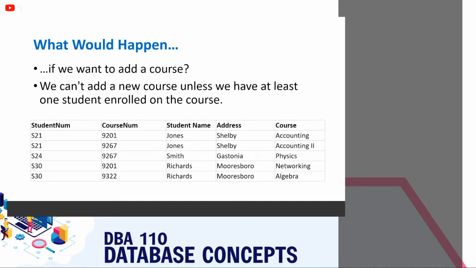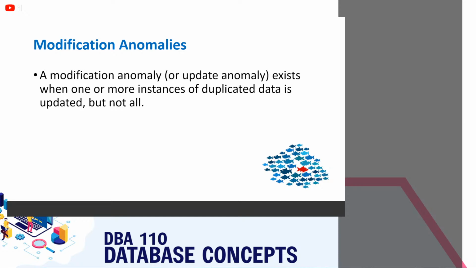Right, finally, our final anomaly that I want us to look at is a modification anomaly. Modification anomalies are also called update anomalies. And an update anomaly exists when one or more instances of duplicated data is updated, but not all.